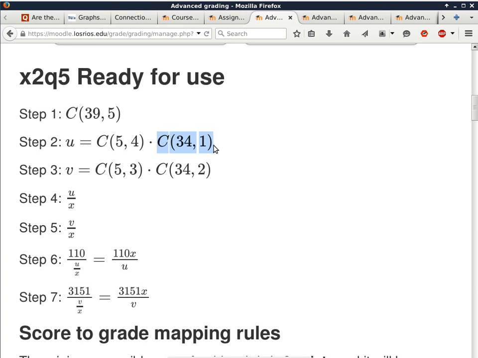Step 3 is basically the same thing, a rehash of step 2, except we're choosing 3 out of the 5 winning numbers. So if you only have 3 out of the 5 winning numbers, you also have 2 out of the 34 non-winning numbers. You have to multiply those numbers together to get the total number of unique tickets. Any questions about these 2?